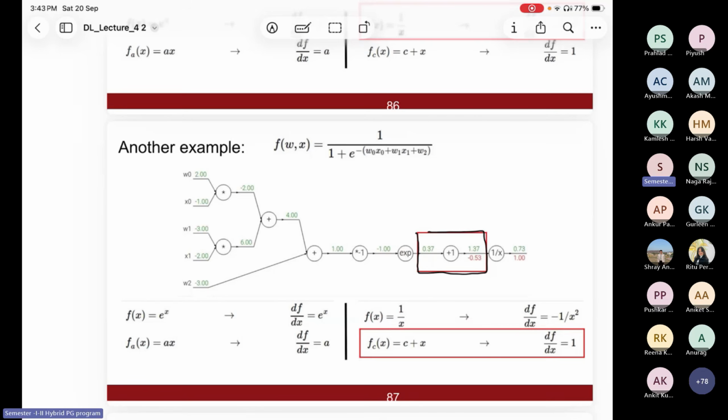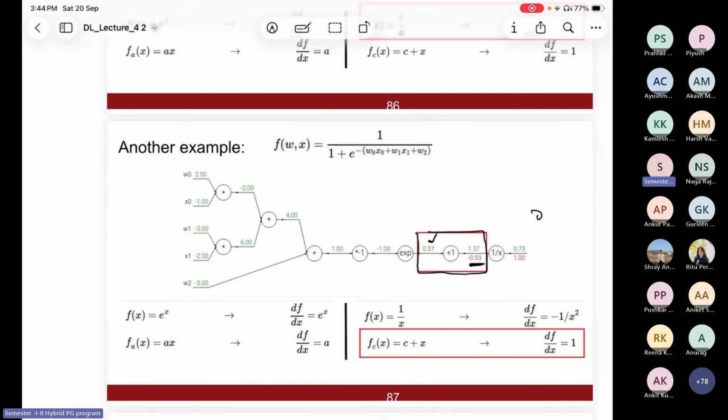Okay. Now here you know that your upstream is this. And what you have to do? You have to multiply your upstream with the local. That is the chain rule. Now I'm not going to explain this again, because you have already seen that whenever you have to find the gradient of the final output with respect to this variable, you just apply the chain rule. And what is the chain rule? Chain rule is just multiplying the upstream gradient with the local gradient.